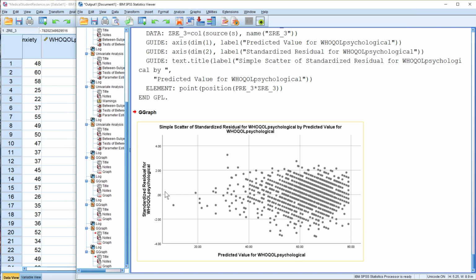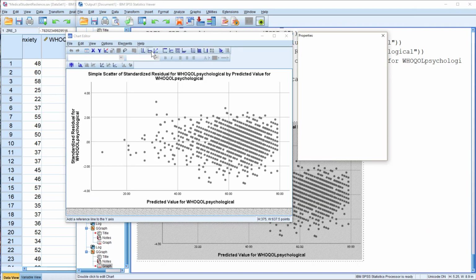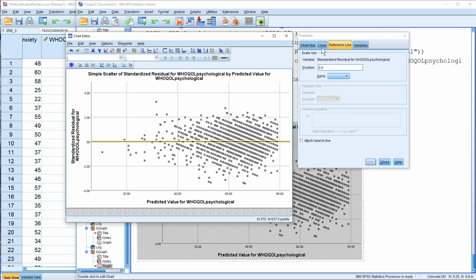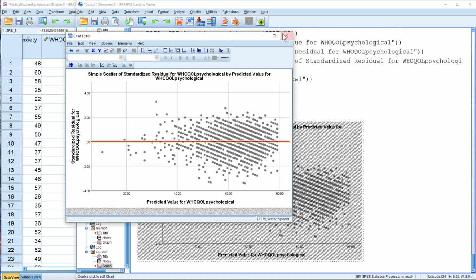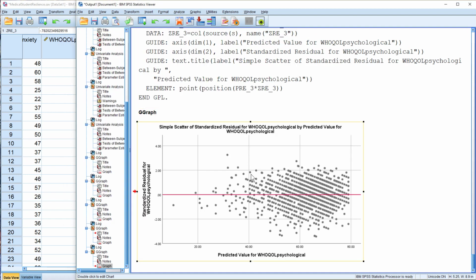So sometimes it's helpful to put a reference line on this graph. So I'm going to put a reference line at, it's come in at zero. Let's make it red. So we're looking to see, are the residuals randomly scattered about? We have this banding happening, and this was just an artifact of how the psychological quality of life was measured. I'm not really too concerned about that.